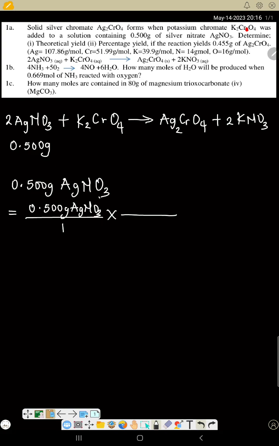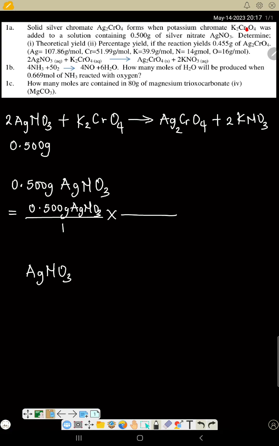Now, how can I remove this gram of silver nitrate? I need to know the relative molecular mass of silver nitrate. So let's say AgNO3. What is the relative molecular mass for this? Remember, relative molecular mass has no unit, but molar mass has units. Molar mass is the relative molecular mass in gram per mole. That is why I have to find the relative molecular mass and turn it to molar mass.